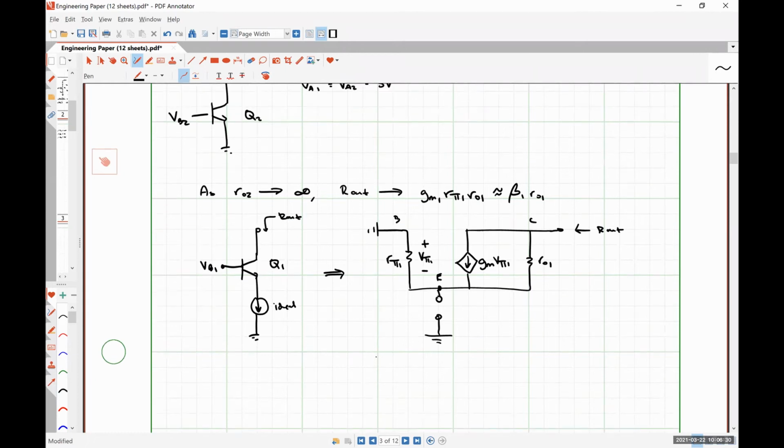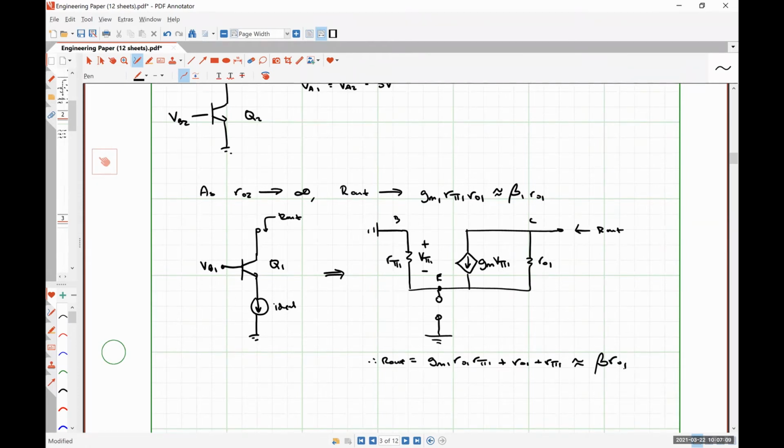So we could look at this guy and see that its output impedance is GM1, R01, R pi 1 plus R01 plus R pi 1, which is again approximately beta times R01. So we're making an assumption here that that multiplicative term is larger than those individual guys, which should practically always be the case. All right. Okay.